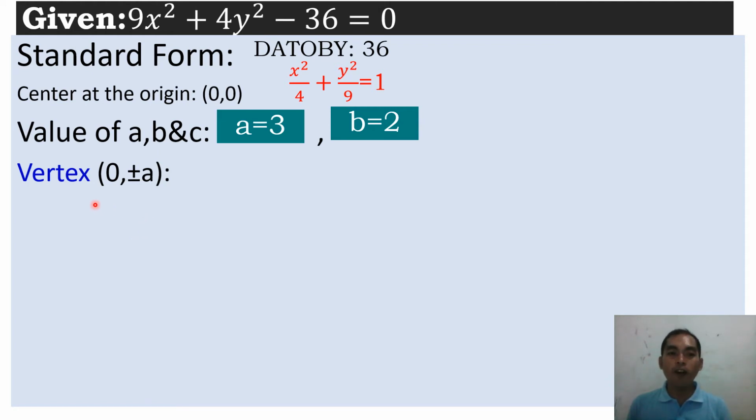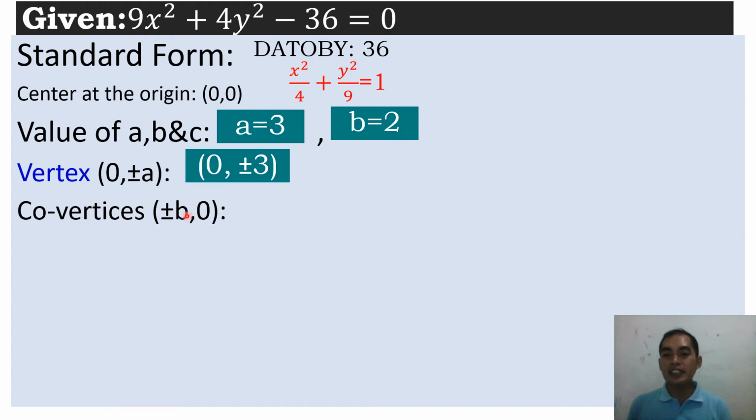And how to get the vertex? The vertex is represented by A. Since A is at the denominator of variable y, it means the vertex is along the y-axis. So it has a coordinate of 0, positive, negative A, which is equal to 0, positive, negative 3. Therefore, the co-vertices is represented by positive, negative B, 0. Itong B. So we have positive, negative 2, 0.